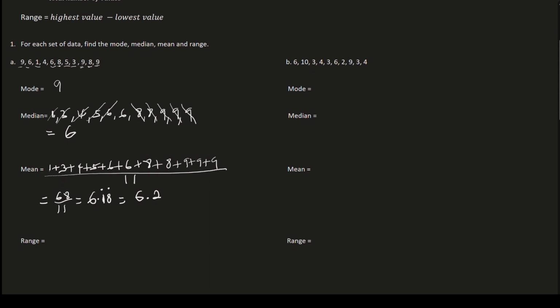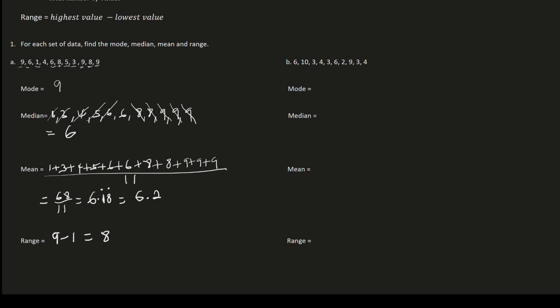Right, now let's look out for our range. So our range, we have highest minus lowest. What's the highest number there? 9. What's the lowest? 1. So 9 minus 1, which gives us what? 8. Right, so you can pause the video and do the B, and then after that you can check and mark if you're correct.